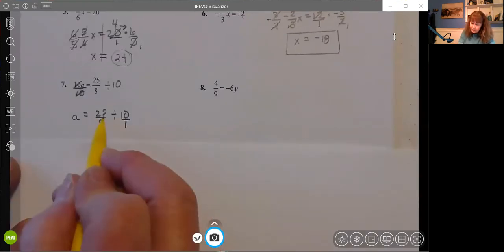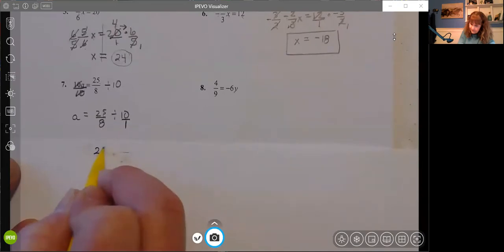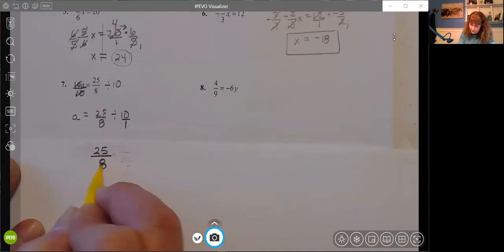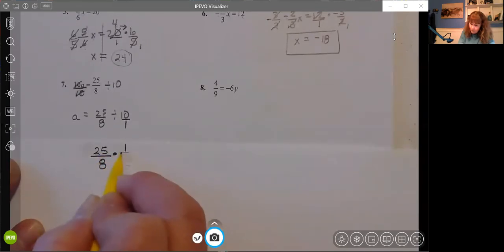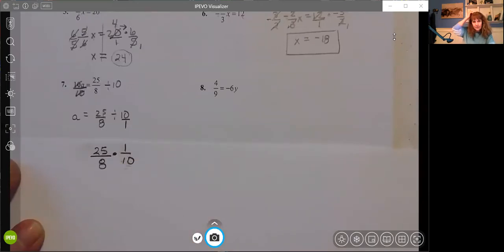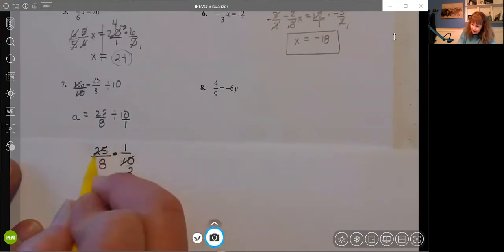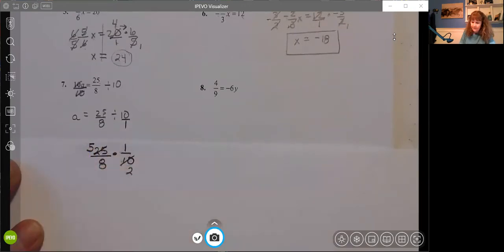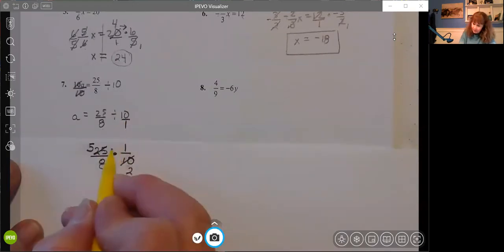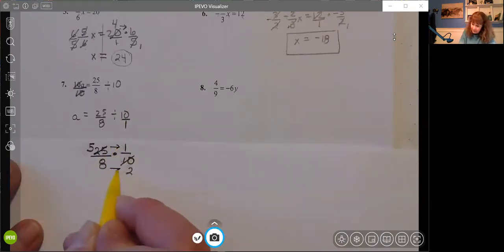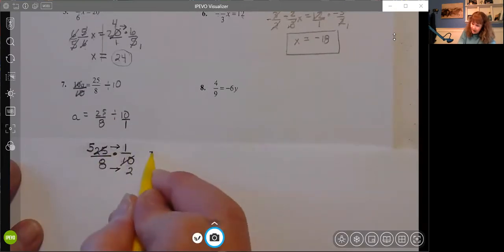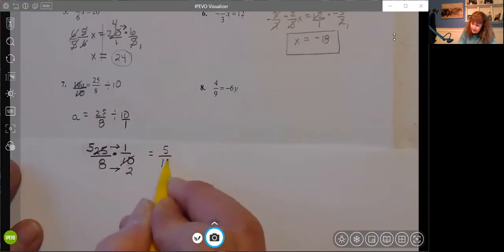So again, I'll do a copy dot flip: 25 eighths times 1 over 10. It makes it a little bit easier to reduce. Now, 5 goes into there twice, 5 goes into there 5 times. That's all the reducing I can do. So I multiply straight across, and I end up with 5 over 16.